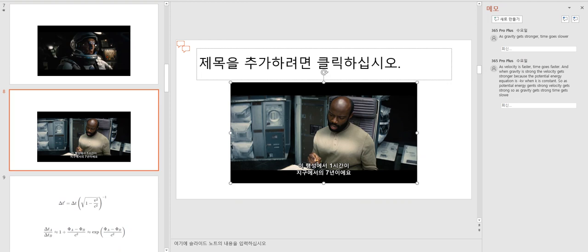As gravity gets stronger, time goes slower. As velocity is faster, time goes faster. And when gravity is strong, the velocity gets stronger because the potential energy equation is minus kV, where k is constant. So, as potential energy gets strong, velocity gets strong, so as gravity gets strong, time gets slower.